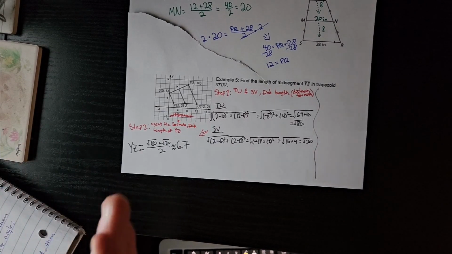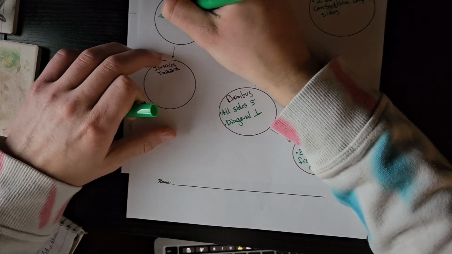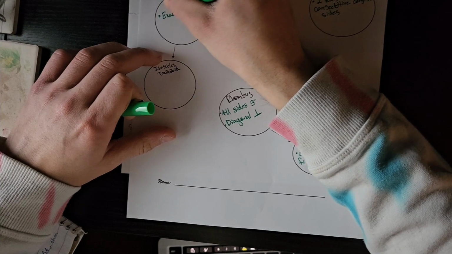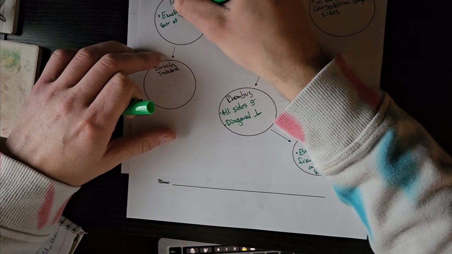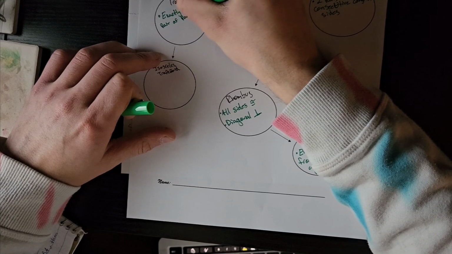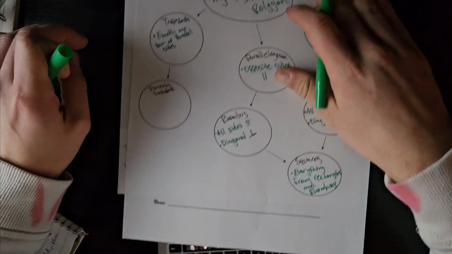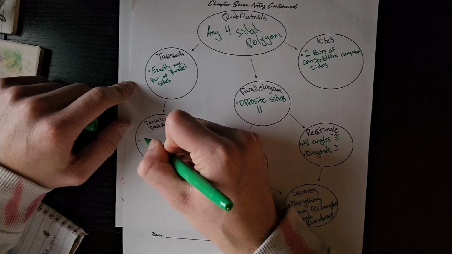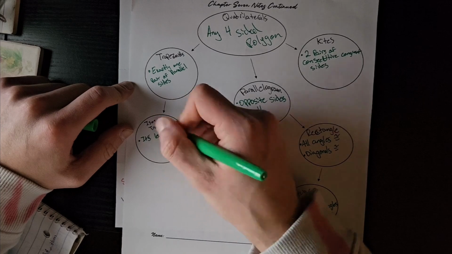One thing that we forgot to do is fill out this part at the end with trapezoids having exactly one pair of parallel sides. Those being the base sides of a trapezoid. I've got to move it down. And then the isosceles trapezoid, that having its legs being congruent.